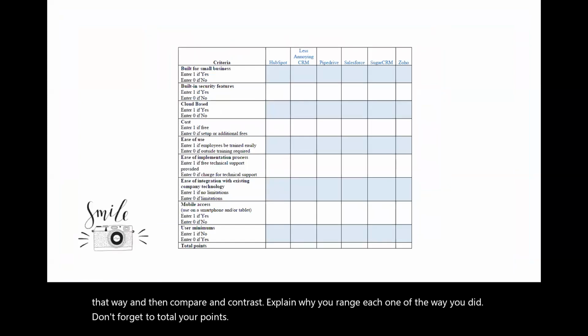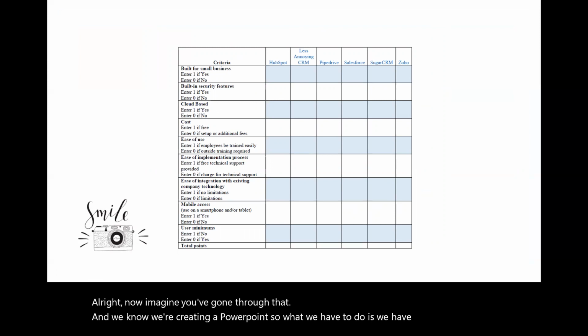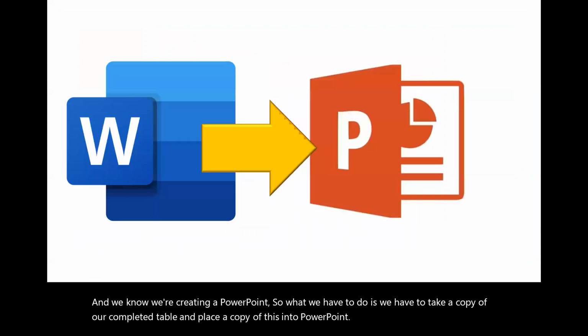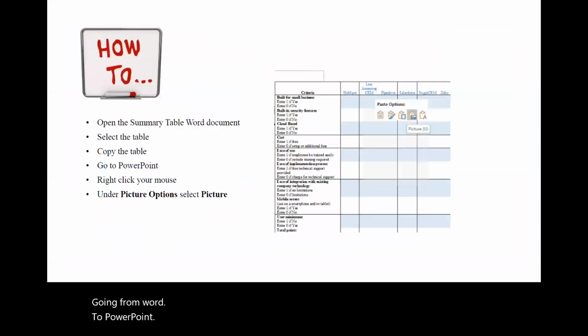All right, now imagine you've gone through that, and we know we're creating a PowerPoint. So what we have to do is take a copy of our completed table and place a copy of this into PowerPoint. Go from Word to PowerPoint. How do we do that?